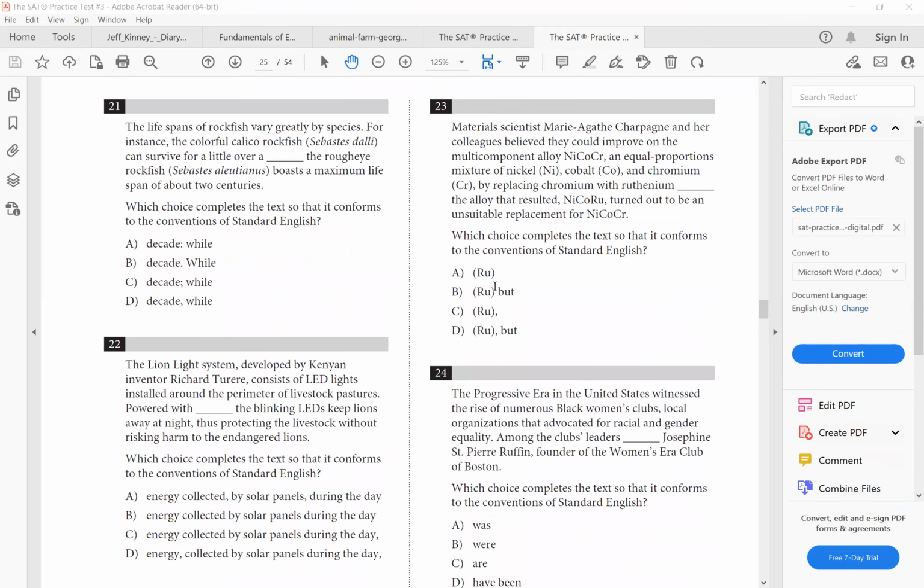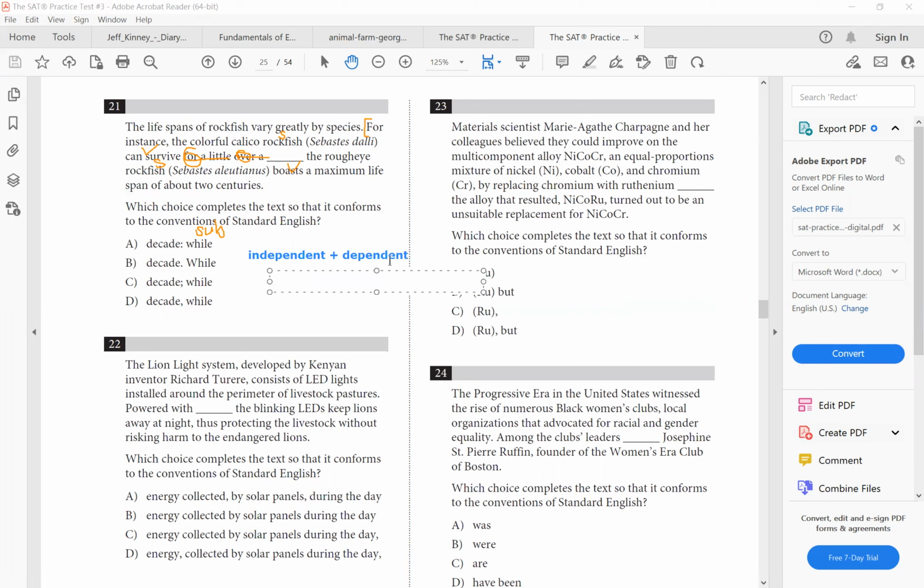And number 21. So again, this is punctuation, right? So we have to know whether we have a complete sentence, and I'm going to start from after the period. For instance, the colorful calico rockfish, which is our subject, can survive, cross out the prepositional phrase, for a little over a decade. And then you see while is the subordinator. The rough-eye rockfish, subject, boasts a maximum life. Okay, so in this case, we have an independent clause plus a dependent clause.